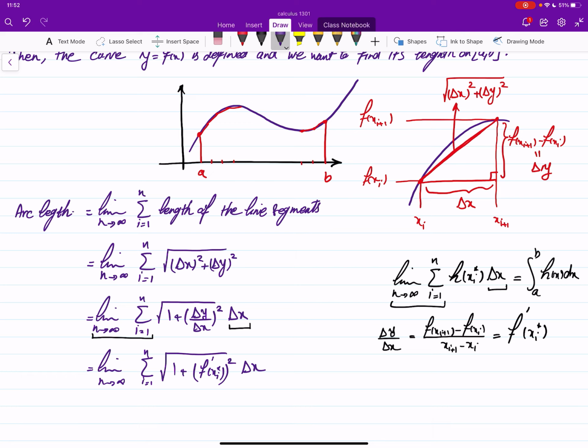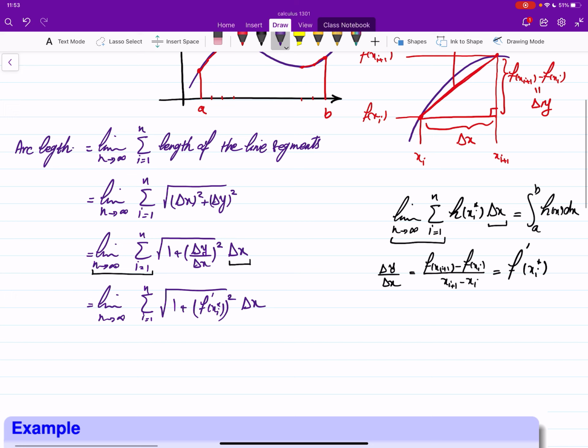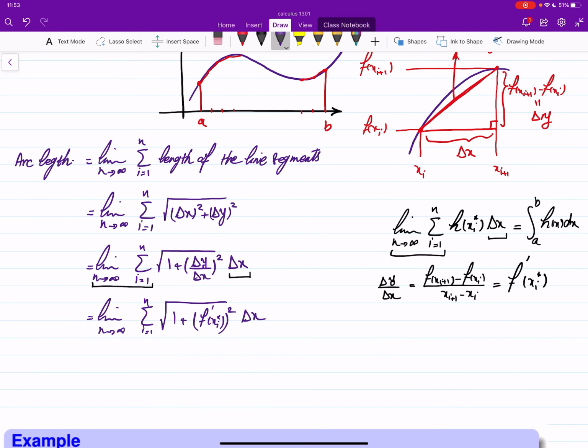Here this xi star changes depending on the function and each subinterval, but there are theorems saying that if your function, the square root of 1 plus f prime squared, is continuous, which we assume since f prime is continuous, then this is given by the integral from a to b of the square root of f prime of x squared plus 1, dx.